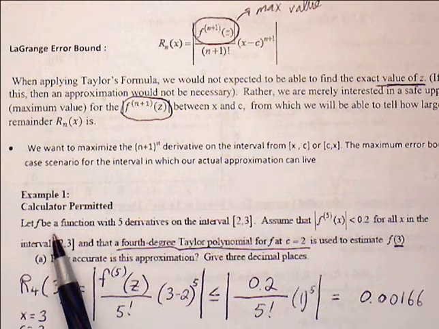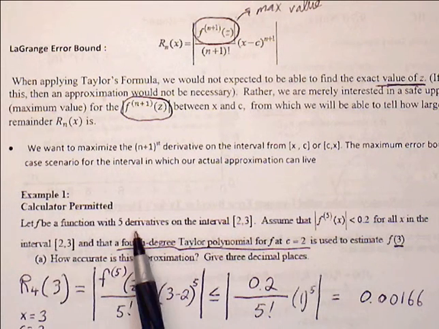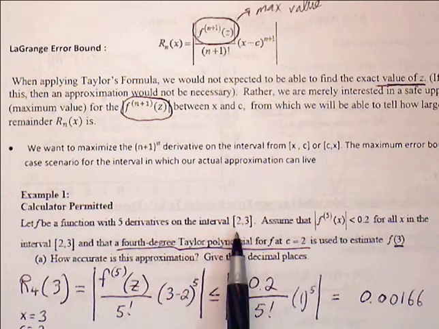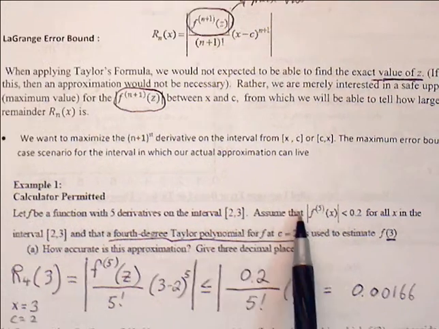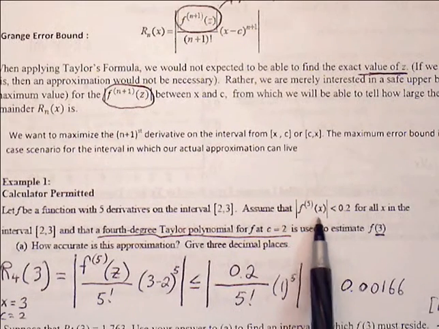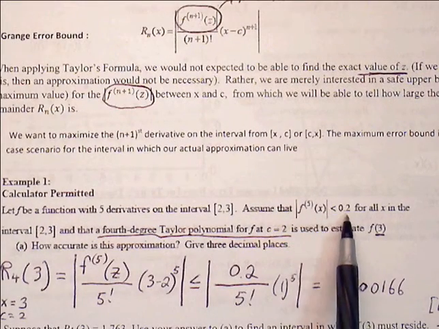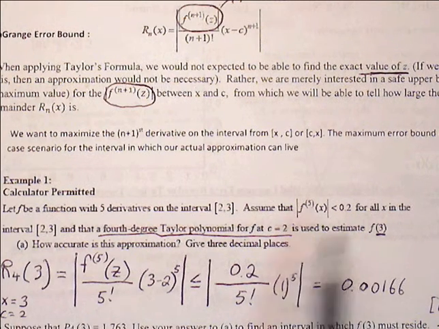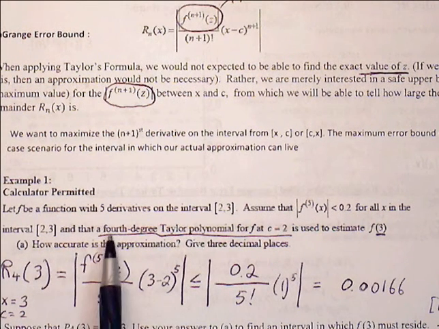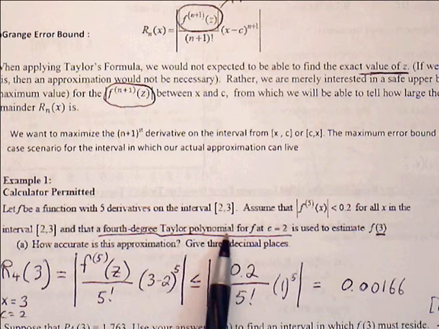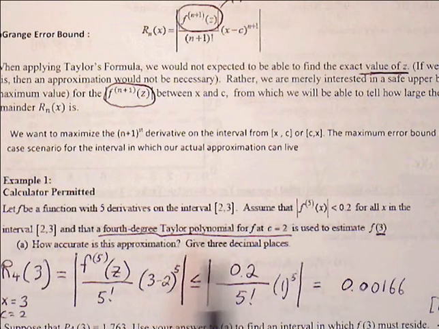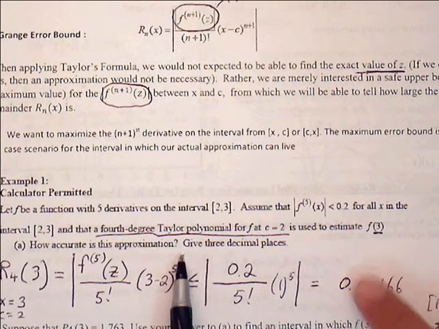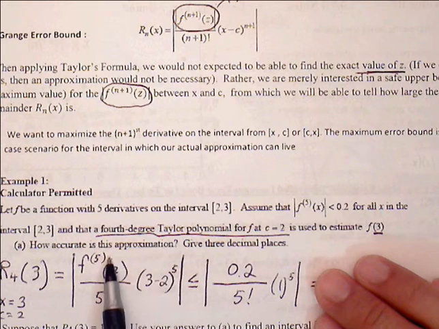Okay, so example 1, let f be a function with 5 derivatives on the interval from 2 to 3, 2 comma 3. Assume that the 5th derivative evaluated at x is less than 0.2 for all of x in the interval from 2 to 3, and that a 4th degree Taylor polynomial for f at c equals 2 is used to estimate f of 3. How accurate is this approximation? Give 3 decimal places.